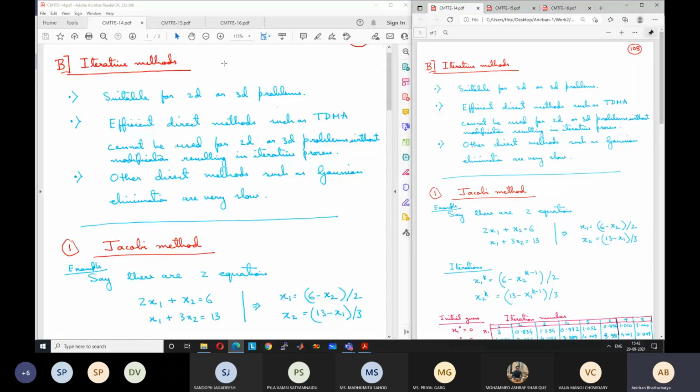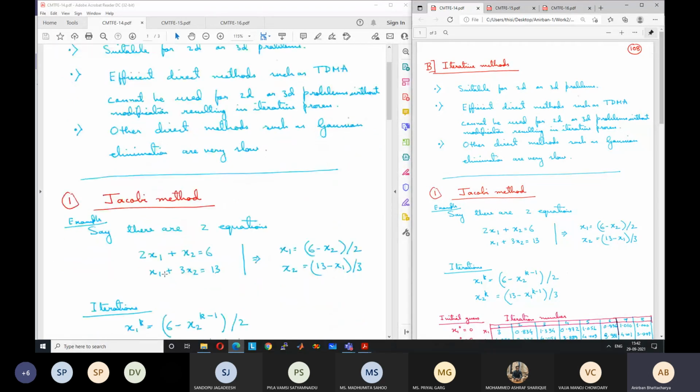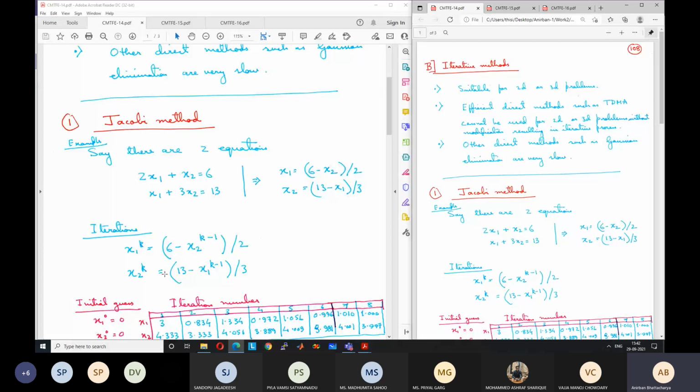Anyway, then we had discussed two methods. One was called the Jacobi method, and the principle was very simple. Say we had two equations. Based on each equation, we derived the value of one of the variables. So for example, I will go through these equations again. 2x1 plus x2 equal to 6. From this we can calculate x1 if x2 is known. How will x2 be known? It will be known from the previous iteration. Similarly, from the other equation, we will get the value of x2, and we can iterate.